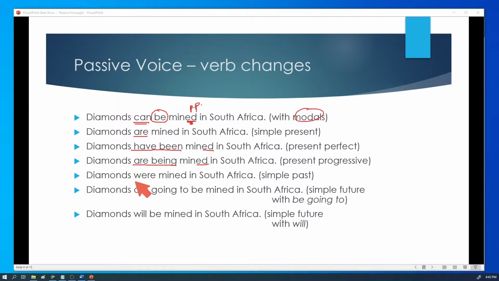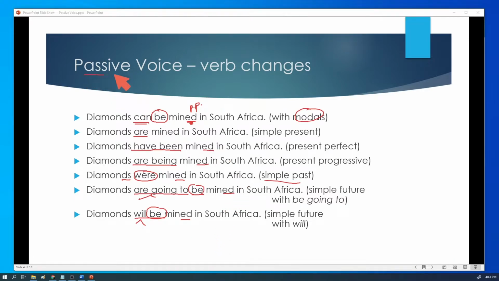Simple past, we use were. You could also use was if the subject is singular. The past participle doesn't change. There's two ways to make the future, are going to be and will be. So notice that there's no change to be, but that we use future expressions here. And then the past participle stays the same.